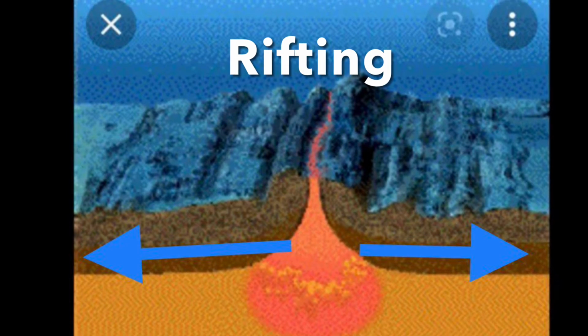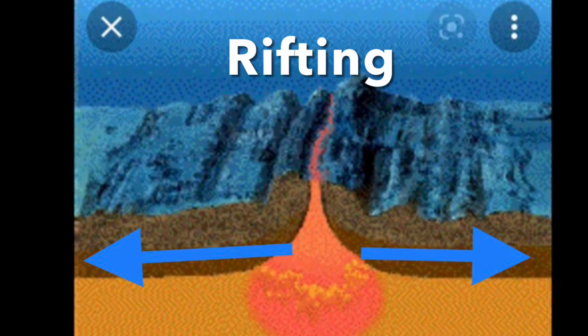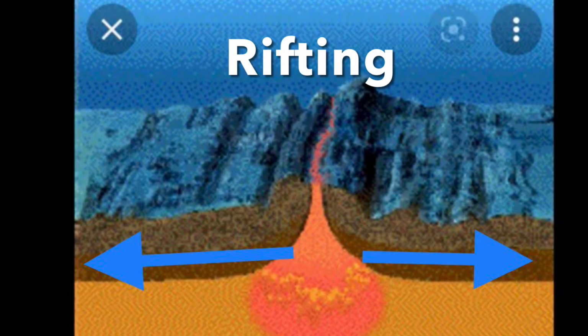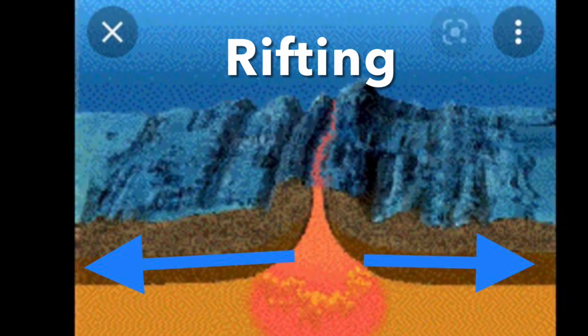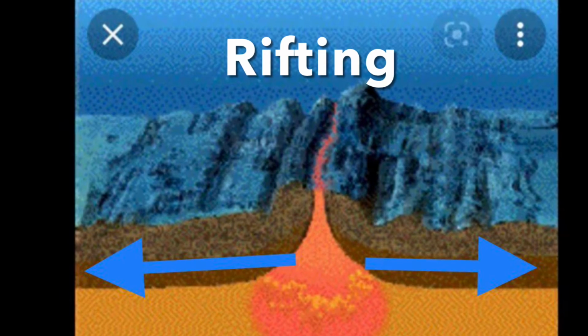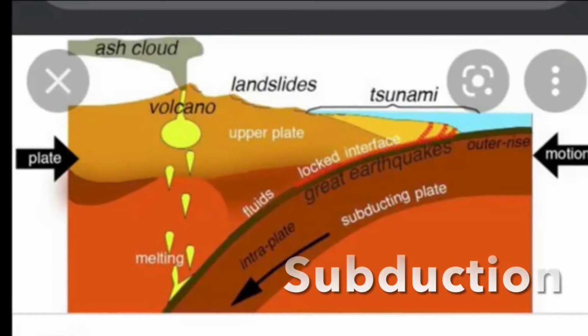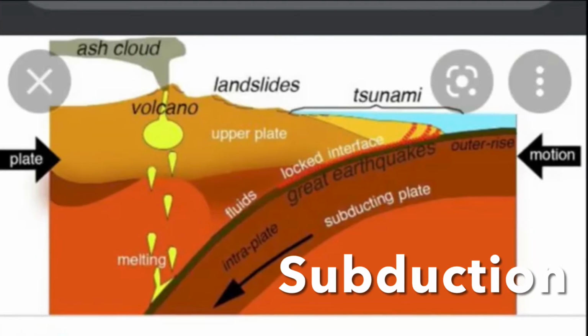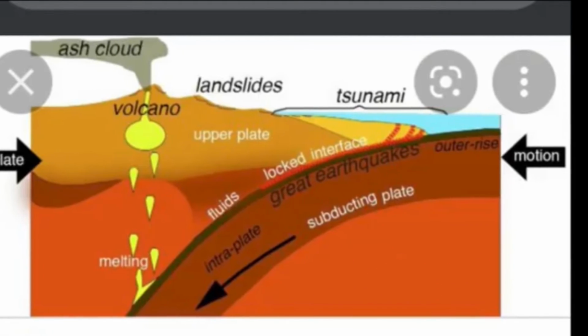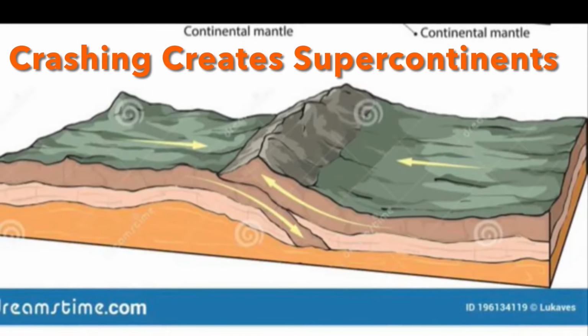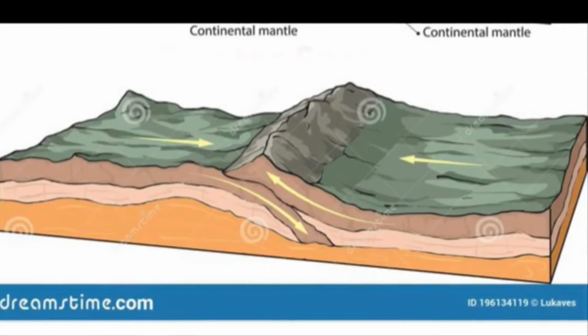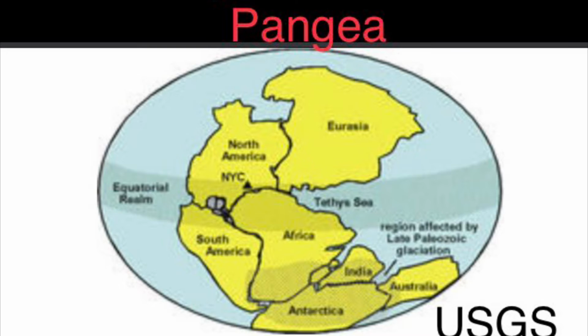In the first video on igneous rocks, we learned that rifting creates and enlarges oceans. In the video on subduction, we found that subduction creates and enlarges continents. Now we're going to talk about continental crashing, and this is where continents come together to create supercontinents. A supercontinent occurs when all of the continents on Earth come together in crashing events to create one giant continent.